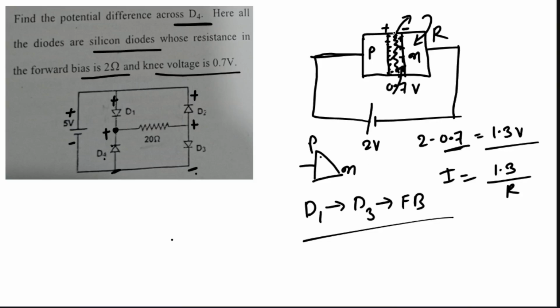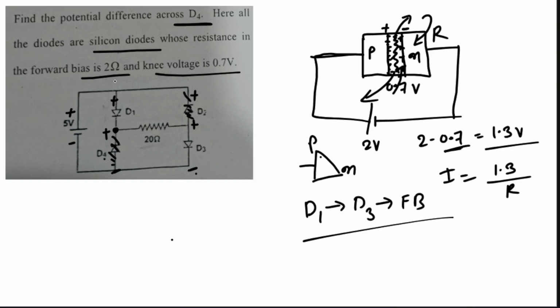रिवर्स बायस का मतलब ये होता है कि आपने पोटेंशियल ऐसा ड्रॉप कर दिया कि ये डिप्लीशन रीजन और बढ़ गया है, यानी कि ये और भी अच्छा इंसुलेटर हो गया. It won't conduct, it will offer infinite resistance. So basically it will behave as a break in the circuit.